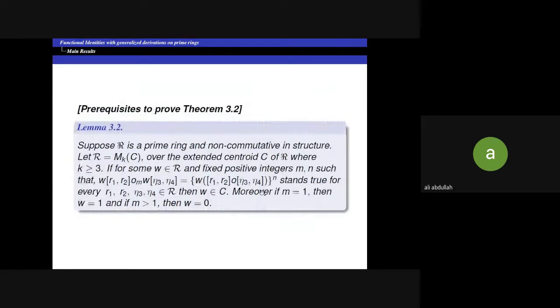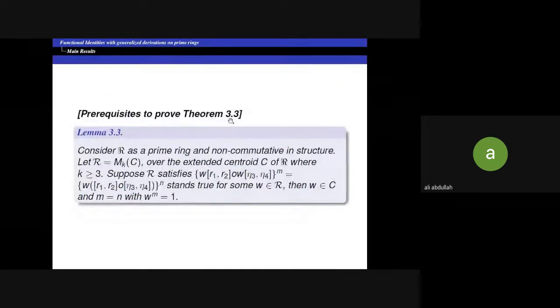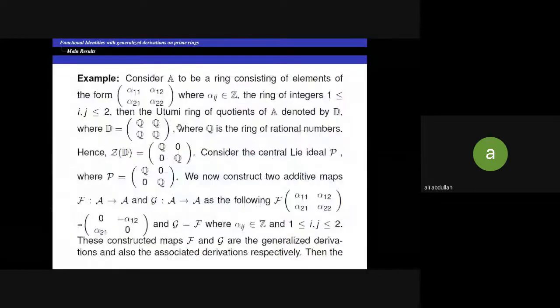Similarly, lemma 3.2 and proposition 3.2 are the prerequisites to the proof of theorem 3.2, and similarly for the proof of theorem 3.3, we have lemma 3.3 and proposition 3.3. Finally, we give an example in support of our assumption that the non-central Lie ideal P is not superfluous. It is always required. Otherwise, our result will not hold.